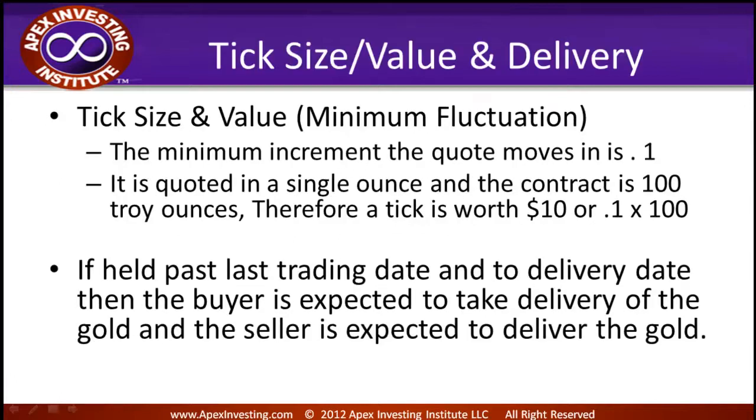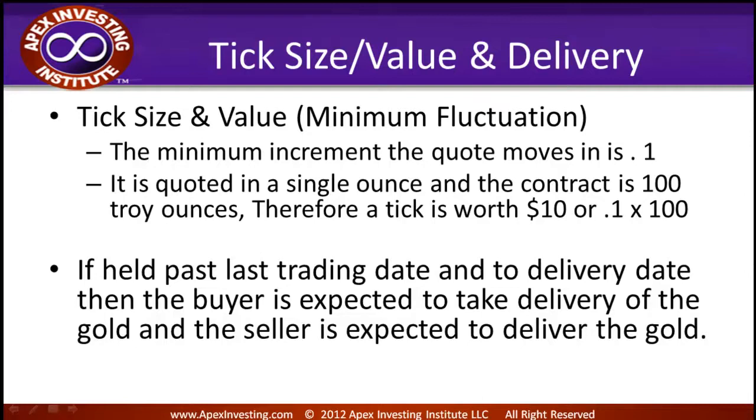A tick is the minimum fluctuation of a contract. Just like on a stock, a tick is a penny because it moves in a minimum increment of 1 cent. Well, the minimum increment for the gold futures contract is 0.1, and it's quoted in a single ounce. And the contract is worth 100 troy ounces. Therefore, a tick is worth $10, or 0.1 times 100. So every time it moves 0.1, that's a $10 change in value.